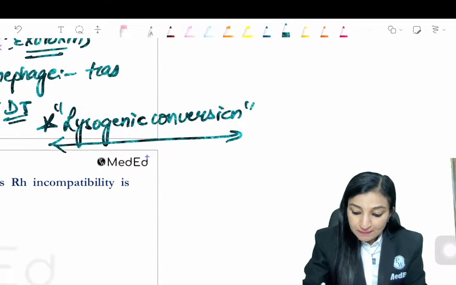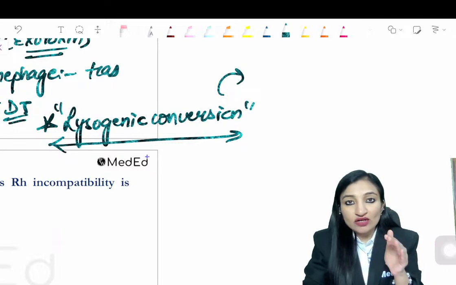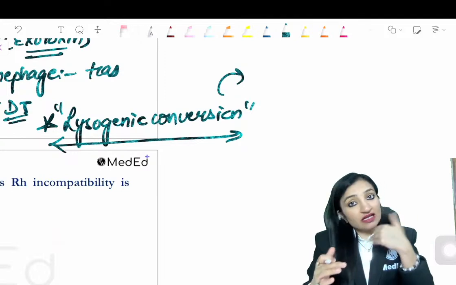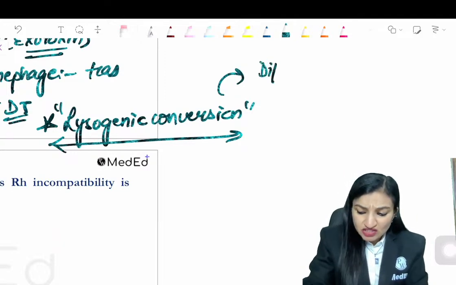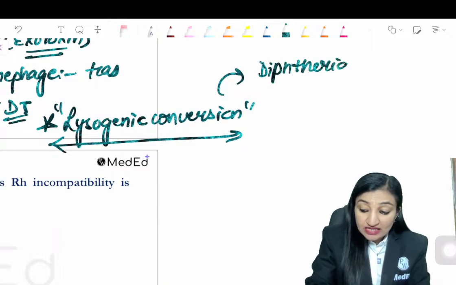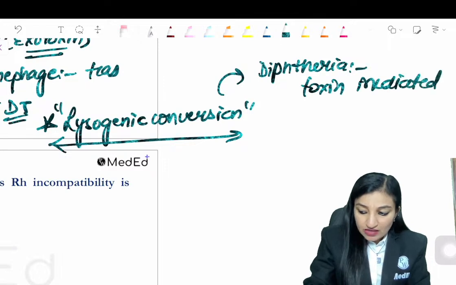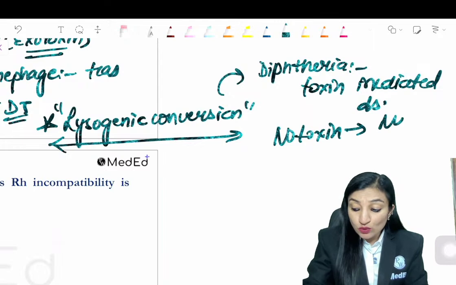Now remember, if the phage is not infecting the bacterium, there is no acquisition of the gene, so there is no expression of the toxin, and so no diphtheria. So please remember strictly, diphtheria is a toxin mediated disease. It is as good as saying if there is no toxin production, there is no diphtheria.